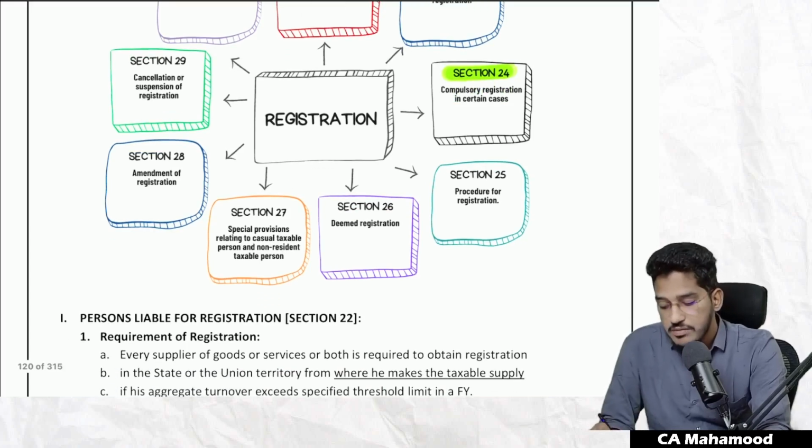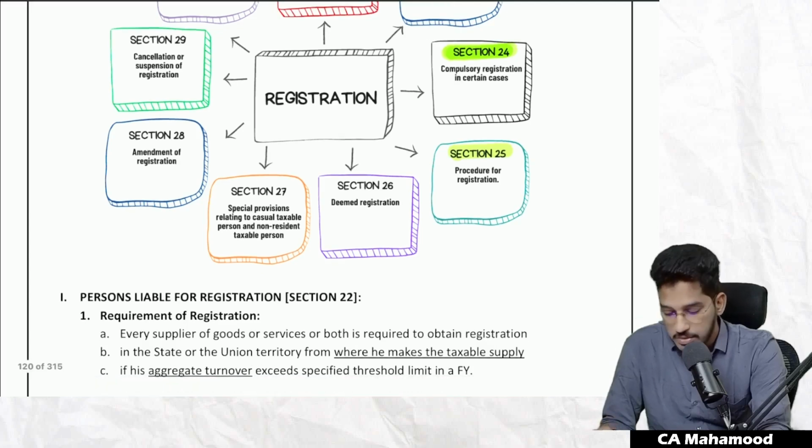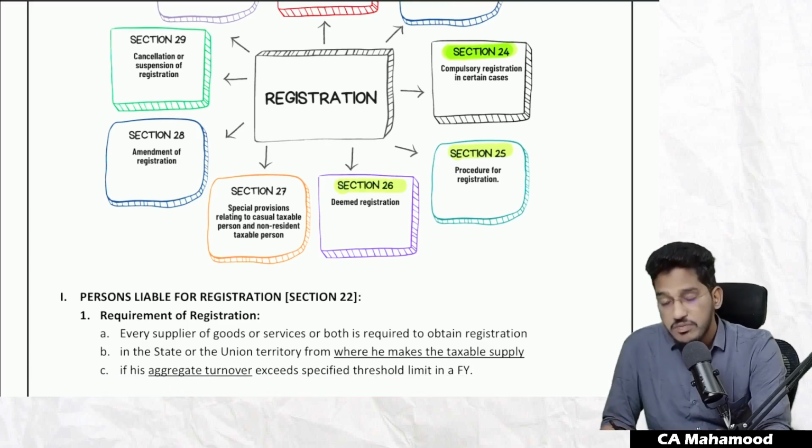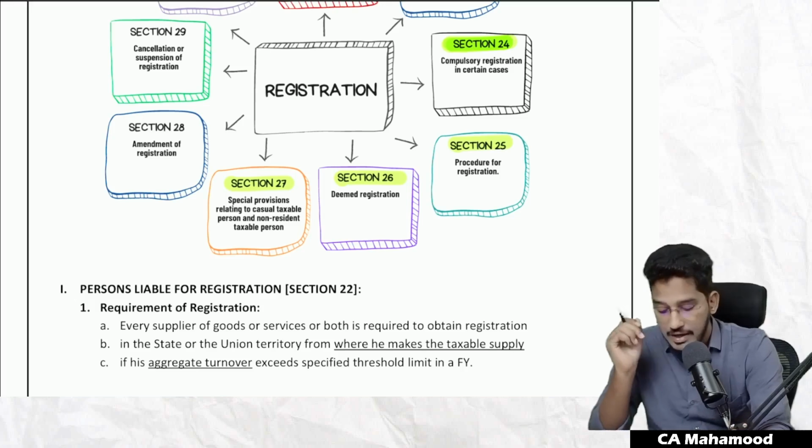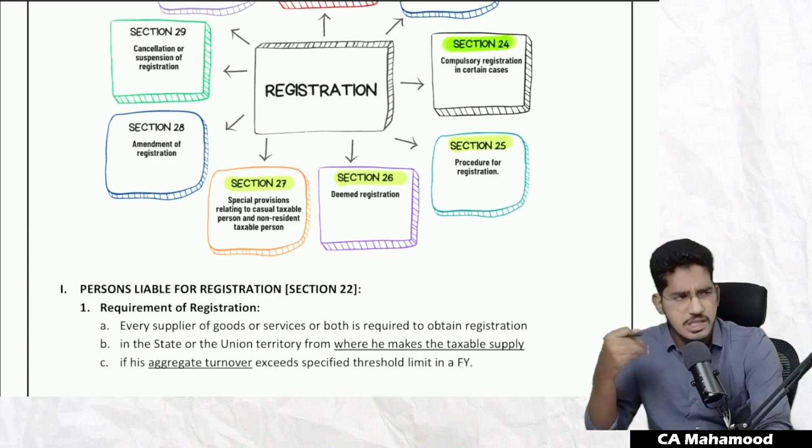Now, what is the procedure for registration, sir? That we will discuss in section number 25. Sometimes the registration will be deemed. What is that deemed registration? We will discuss in section number 26. Special provisions relating to casual taxable person and NRTP, non-resident taxable person. We will see that later.